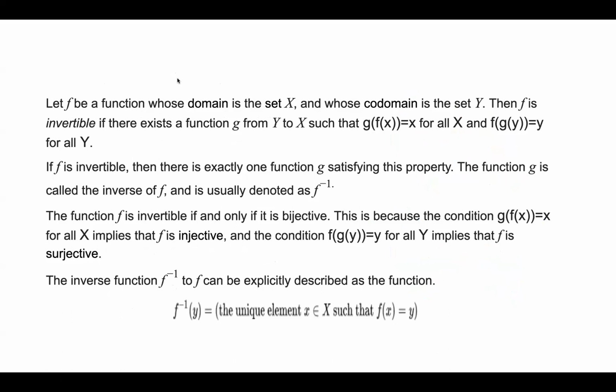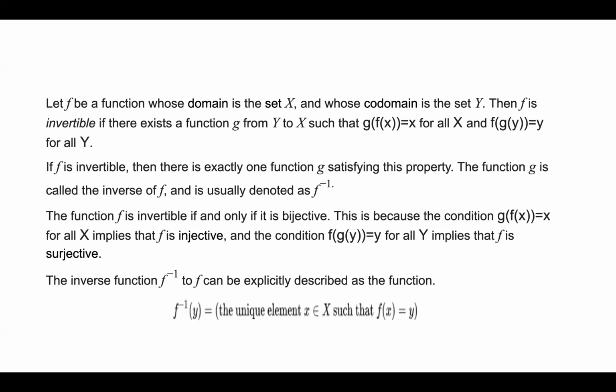Let f be a function whose domain is the set X and whose codomain is the set Y. Means f is the function from set X to Y, because domain is X and codomain is Y. Then f is invertible if there exists a function g from Y to X such that g of f of x is equal to x for all x, and f of g of y is equal to y for all y.